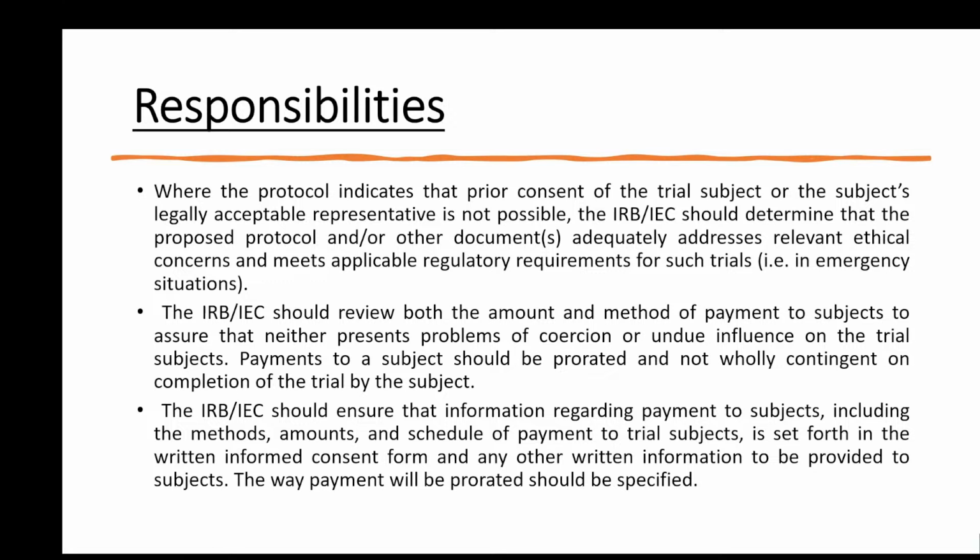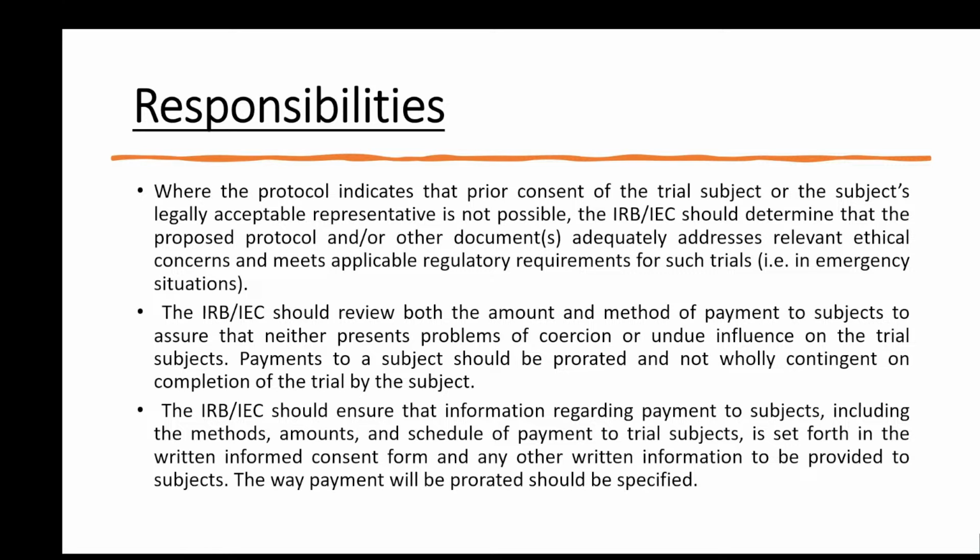So whenever the subject completes each visit, we pay him the amount. We are not giving him 1 lakh at once. We are not giving him 1 lakh at the end, or in the start. If the patient has completed 3 visits, then he will receive 30,000. 4 visits completed, 40,000. So this is called prorated. Depending on the visits the patient completes, he will receive the amount. So the payment to the subject should always be prorated, and we are not giving a wholly contingent amount to the patient.